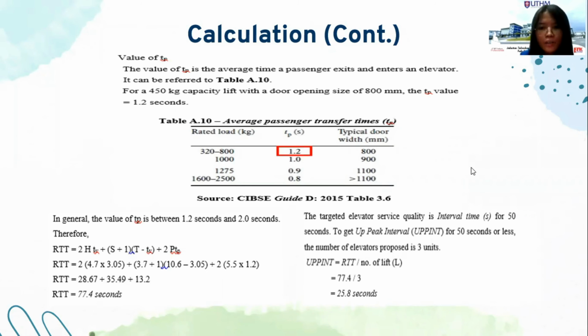For the target elevator service quality, the interval time is 50 seconds. To get an up peak interval of 50 seconds or less, the up elevator proposed is 3 units. So the UPPINT is equal to 25.8 seconds.